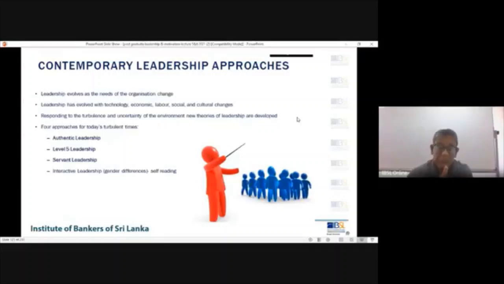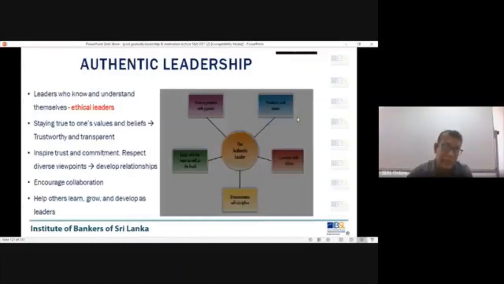Uncertainty and ambiguity is the environment we are living in. Therefore, our leadership must take it into account. In today's context, they suggest some theories called authentic leadership, level 5 leadership, servant leadership, and transformational leadership. So these are the new approaches for contemporary leadership, right? Because mainly they have considered the environmental changes.